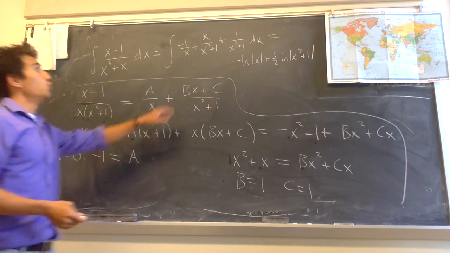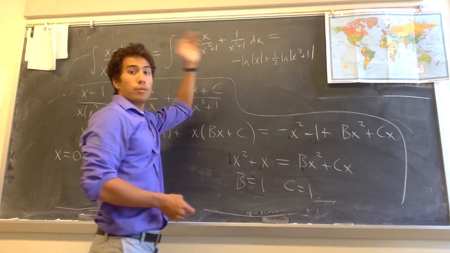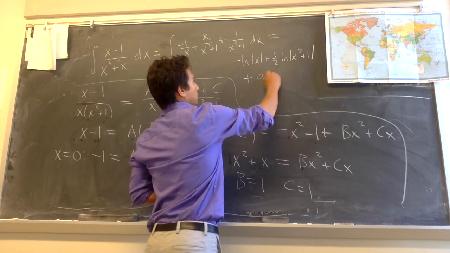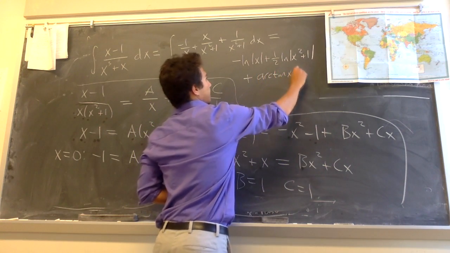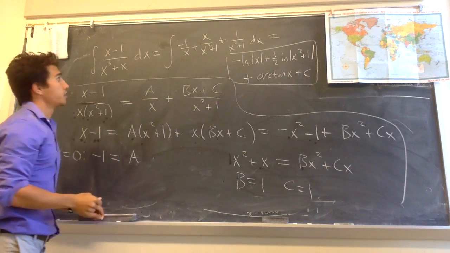You do that by letting u equal x squared plus 1. That's a u substitution. And the integral of 1 over x squared plus 1 is, we did this in class today, arctangent of x, plus C. And so we found our antiderivative.